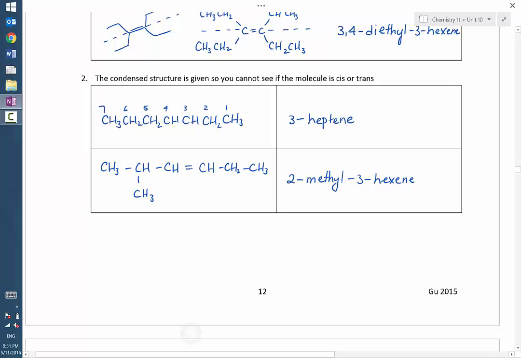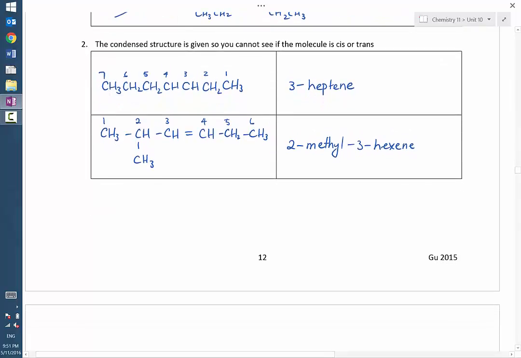Okay, 2-methyl because 1, 2, 3, 4, 5, and 6. We label this on the left side so that the methyl group gets a lower number and the double bond gets a 3. If you were to go from the right hand side, the double bond would get 3 as well. However, your methyl group will be attached on carbon 5, which is not ideal because it's a big number.